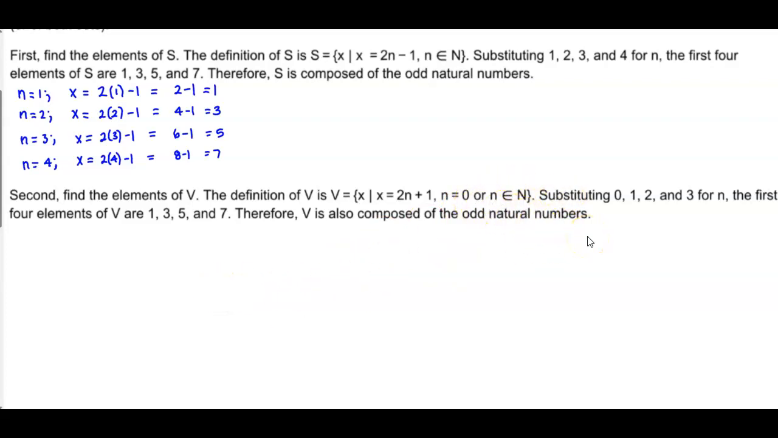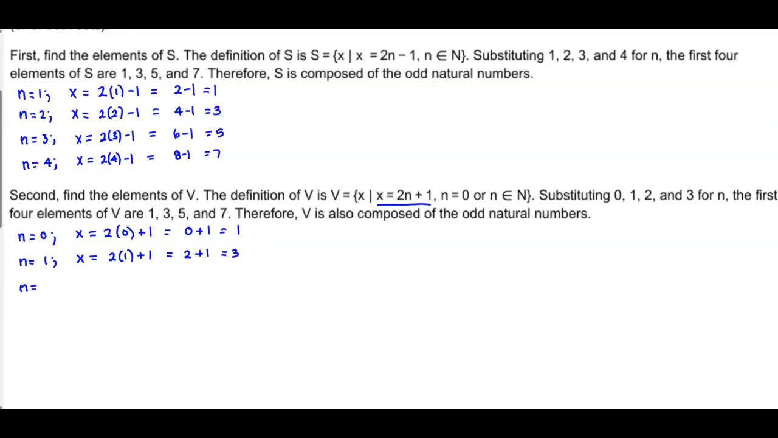So we're going to say, okay, n is going to equal 0. And now we're going to plug it into this form. So that means x is going to equal 2 times 0 plus 1, which is equal to 0 plus 1, which is equal to 1. Now we're going to start with the natural numbers of 1. Therefore, x is going to equal 2 times 1 plus 1. And therefore, 2 plus 1 is going to give us 3.